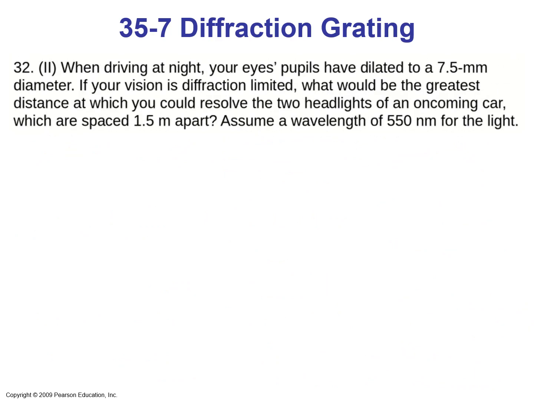Okay, now let's look at problem number 32 in the book as another example. When driving at night, your eye's pupils have dilated to a 7.5 millimeter diameter. If your vision is diffraction limited, what would be the greatest distance at which you could resolve the two headlights of an oncoming car, which are spaced 1.5 meters apart? Assume a wavelength of 550 nanometer for the light. If we assume that our eyes are diffraction limited, we can use the Rayleigh criterion and equation 35-10.